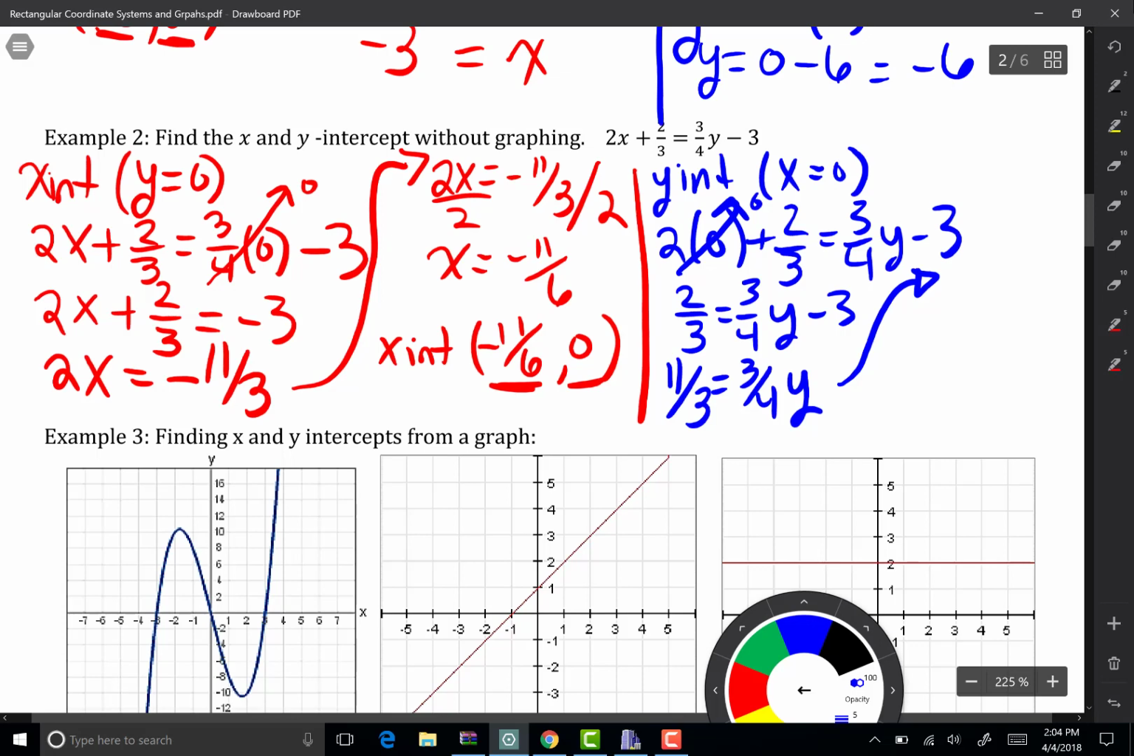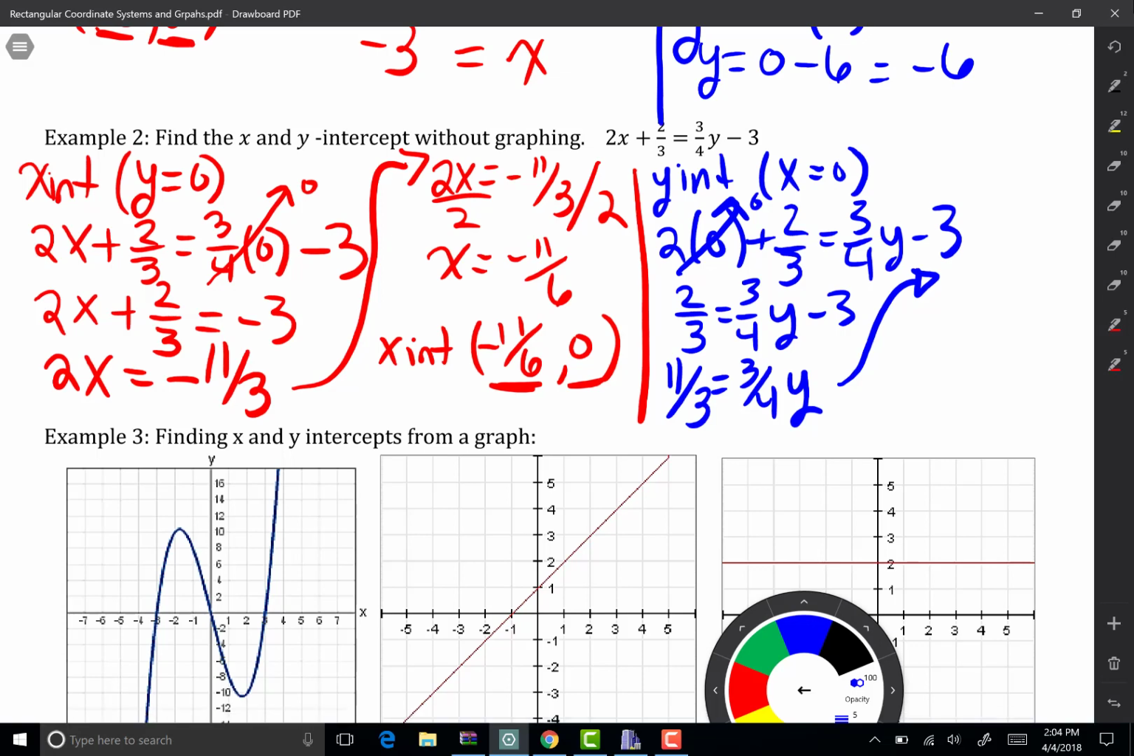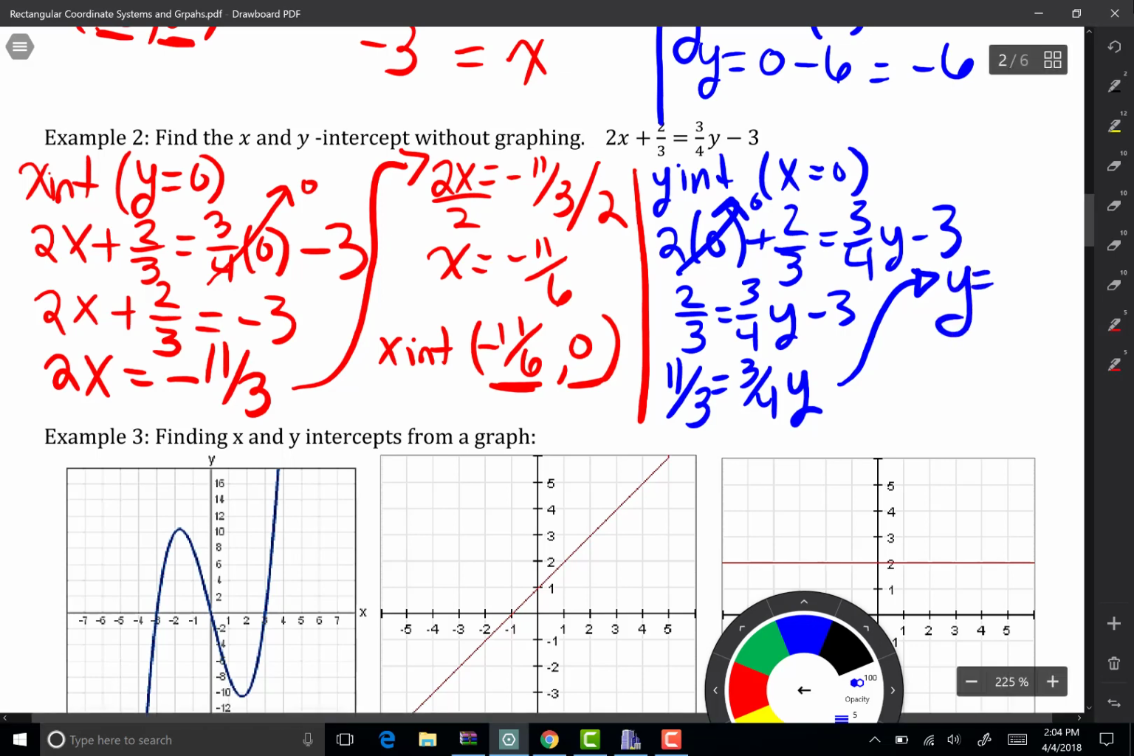Now I have to multiply both sides by 4/3 to finish solving for y. So I multiply both sides of the equation by 4/3, and I'm going to get 44 over 9. So my y-intercept is going to be the point 0, 44 over 9. It's the value of y when x is 0.